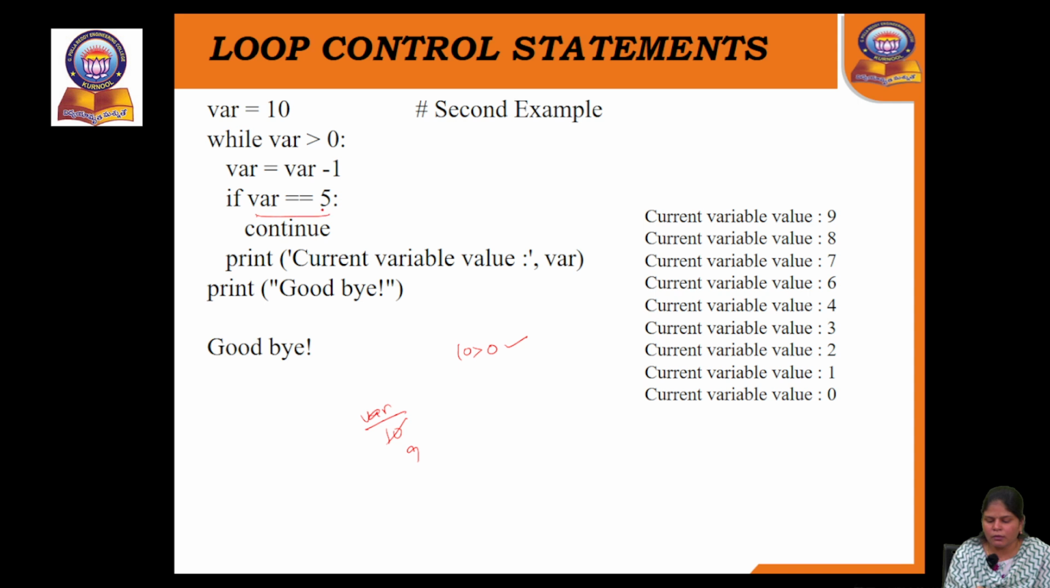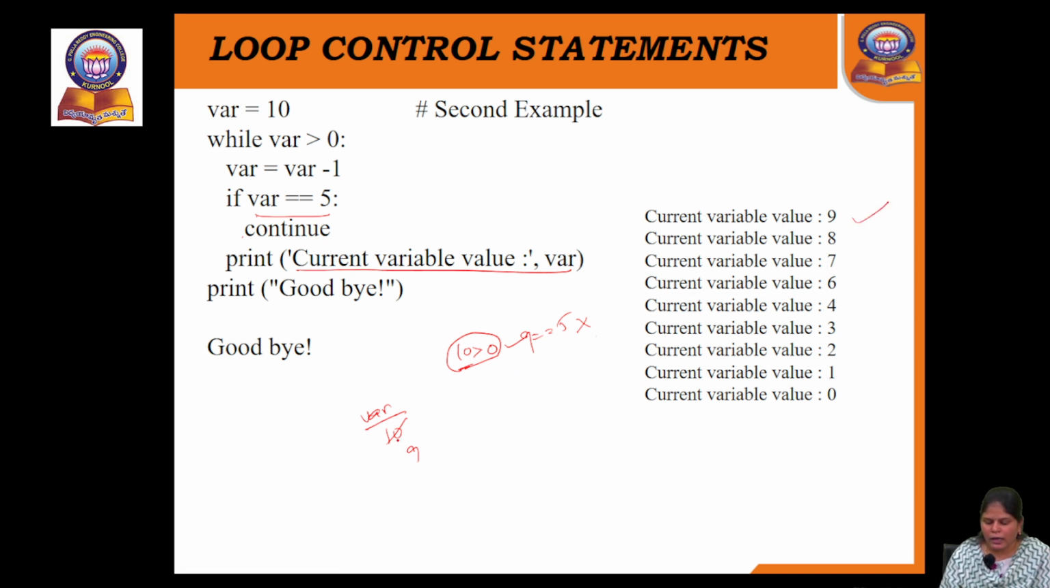So variable equal to 5? 10 equal to 5, the condition is false. So that's why, as the variable has been decremented, after 10 greater than 0, the variable value now becomes 9. 9 equal to 5, the condition is false. So it will continue with the condition false. That means the condition is false. So the current variable will be 9.